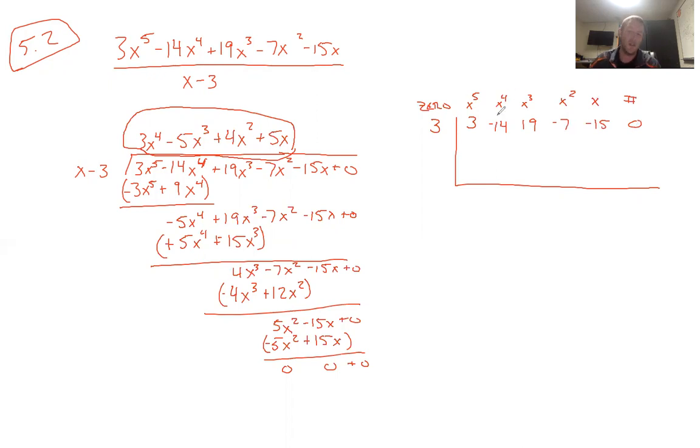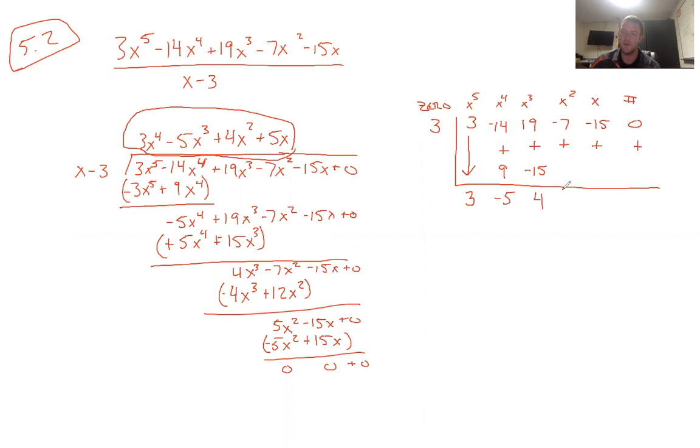Again, if it's missing an x to the fourth term, you need to put a 0 in there. Or x cubed, you got to put a 0. So the first thing, you drop the first number. To get this number, you are going to multiply these two. So 3 times 3 is 9. Okay. So then, once you get that number, you add these. Negative 14 plus 9 is negative 5. In order to get this number, you multiply. Negative 5 times 3 is negative 15. Okay, 19 plus negative 15 is 4.